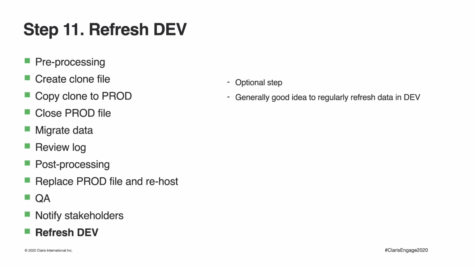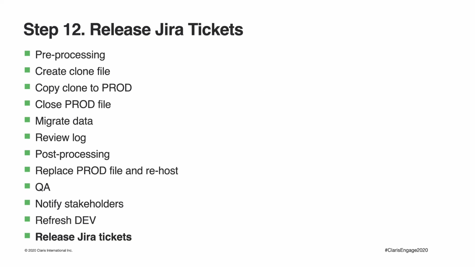One of these is to refresh the data in the development environment. Without doing this, your future development will use older data that will over time increasingly diverge from what is in production. Another of these cleanup steps is to release in Jira the tickets that were just deployed.